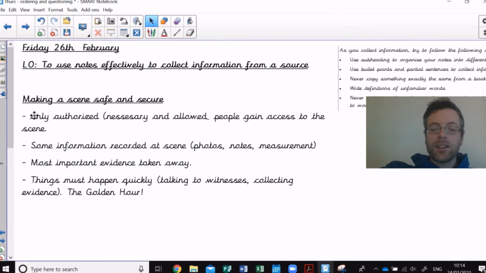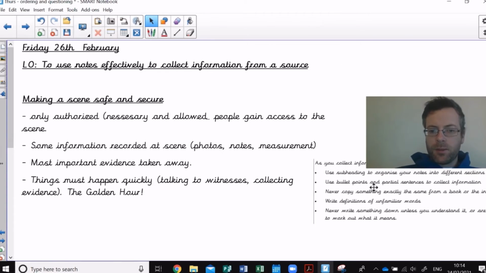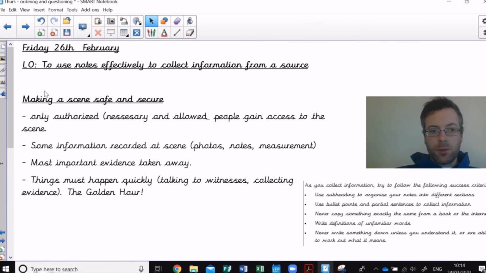So that is the kind of thing, Year 6, that I'm looking for you to do today. So work your way through those 8 pages, collecting the most important information. If I think about my success criteria, I've used a subheading, making a scene safe and secure. I've used bullet points to organise my writing. I've not written in full sentences. I've never copied something exactly. I've always written it in my own words or just used little bits of information.